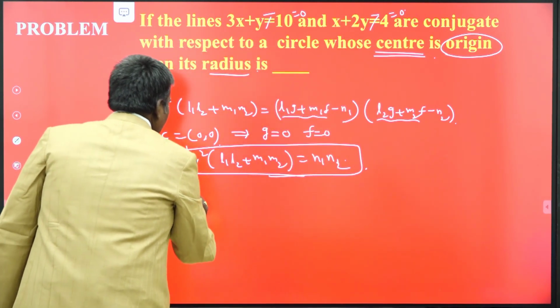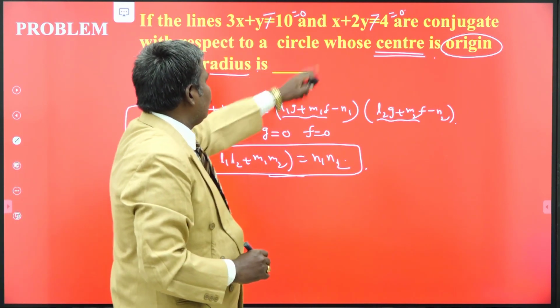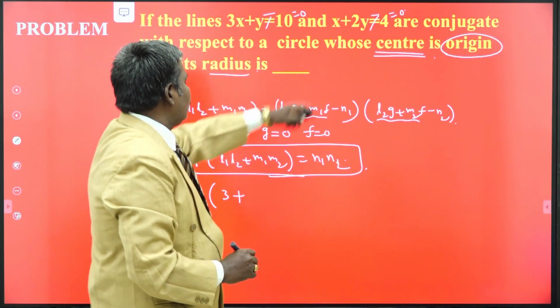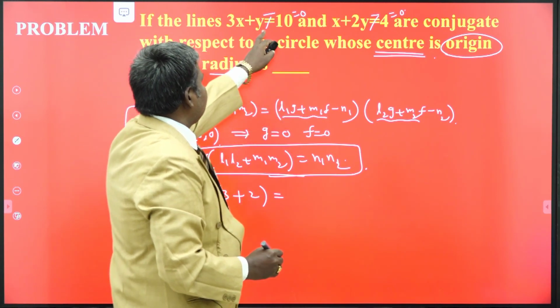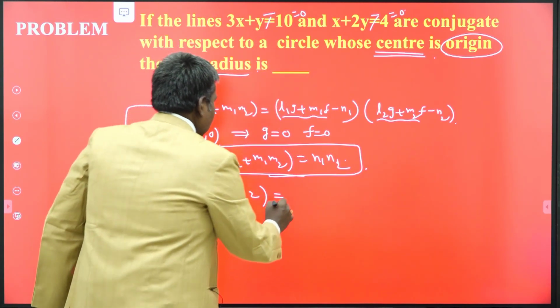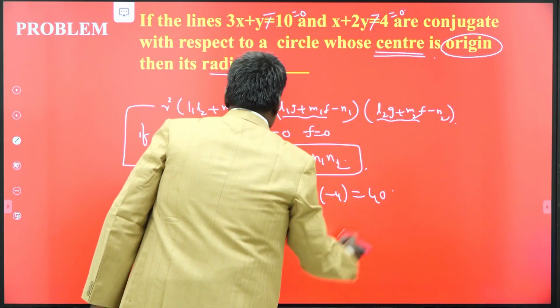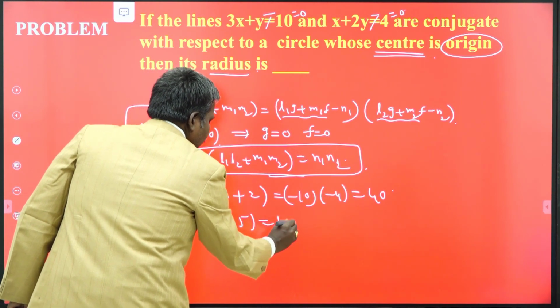So we have to find out the R value. R square times of L1 L2 plus M1 M2, 3 into 1, that is 3, plus 1 into 2, that is 2, is equal to N1 N2, that is minus 10 into minus 4, which is 40. So R square times of 5 is equal to 40.